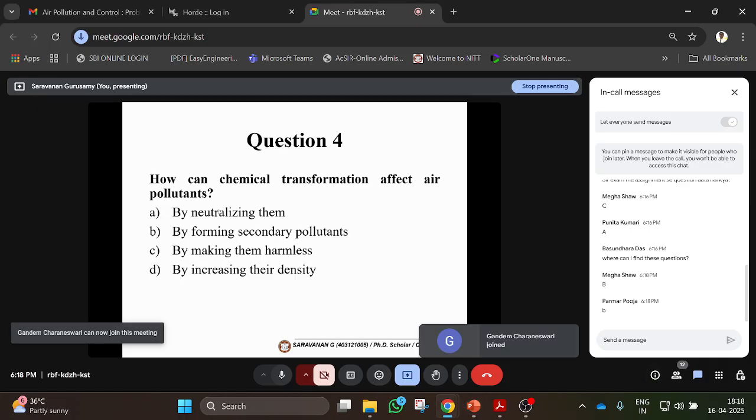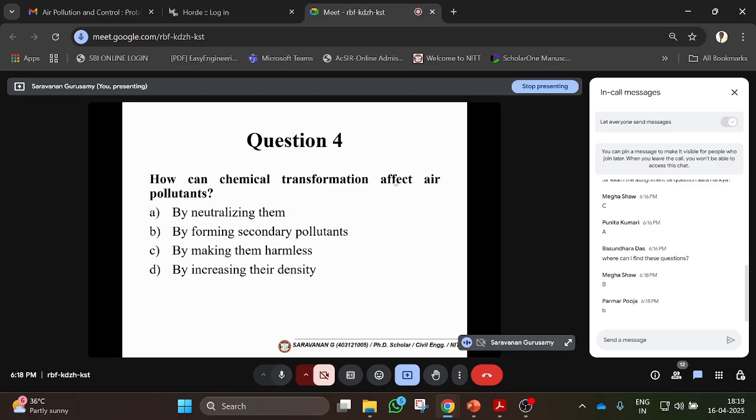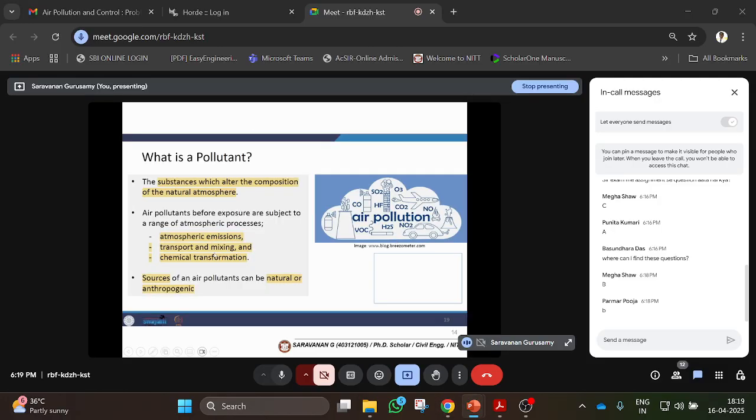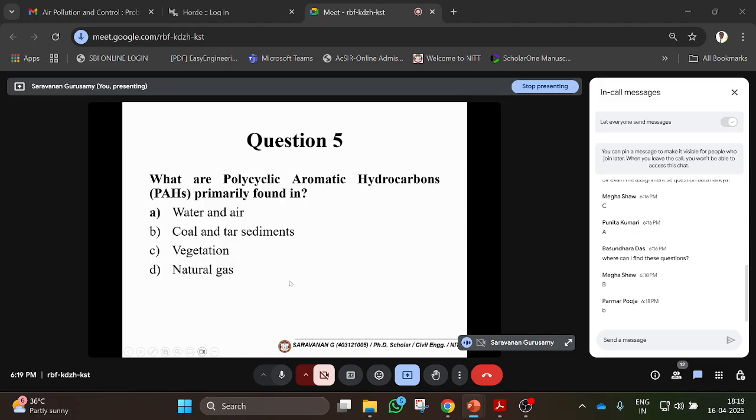Whatever is emitted from the source is called a primary pollutant. Whatever reacts with another compound by chemical reactions and forms some other compound is called a secondary pollutant. So by chemical transformation we will get secondary pollutants. So the answer is by forming secondary pollutants. Here you can see, the pollutant may be exposed to a range of atmospheric processes: atmospheric emission, transport and mixing, then chemical transformation to form secondary pollutants.